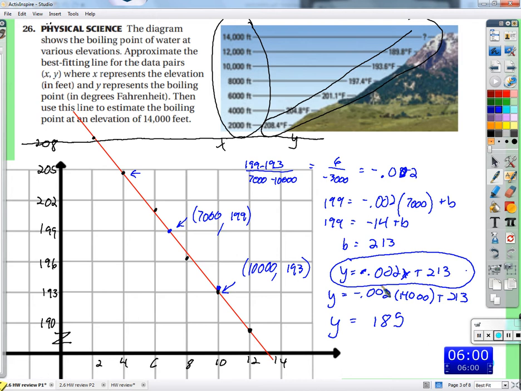This kind of question could be on the test today. I'm not going to have you do a bunch of plotting points and things like that in a limited amount of time. Other questions? Let's pass it on.